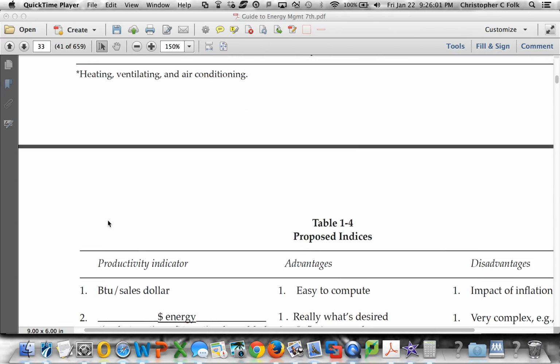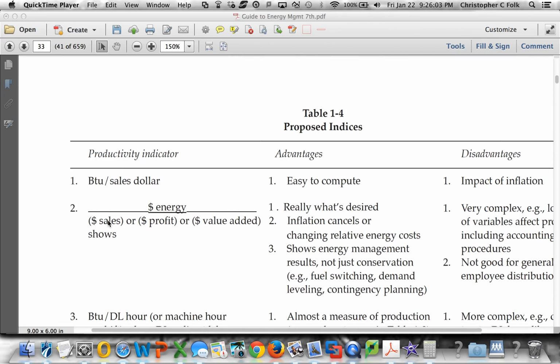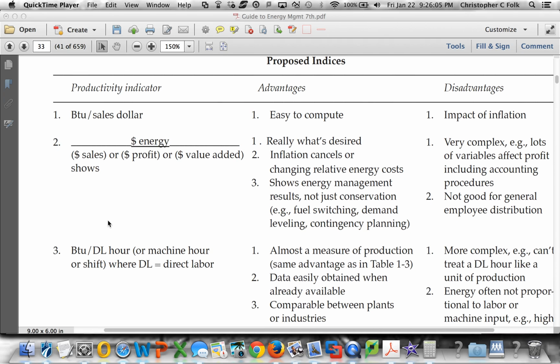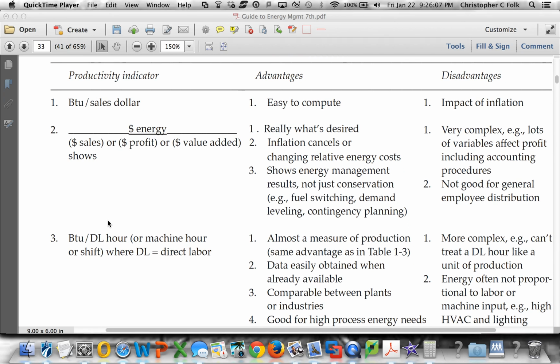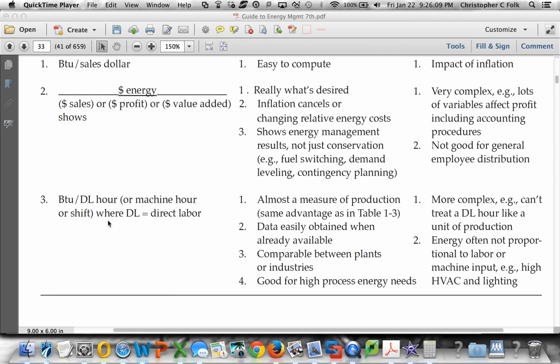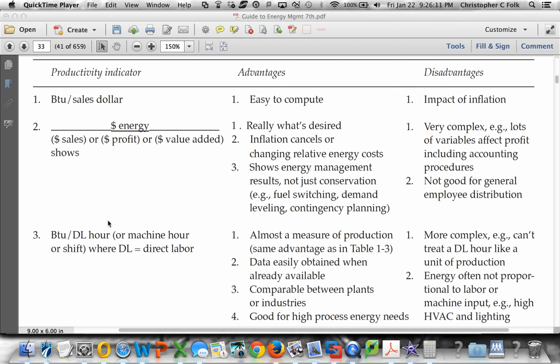On the next table, we're going to see some proposed ones where we could do it this way or that way, and again, the advantages of them. So we'll look at several of these. In this case, they're going to be comparing the BTU towards the sales dollar, or the actual cost of the energy. Or finally, we can calculate it towards direct labor. We could connect it to machine labor, and so forth.